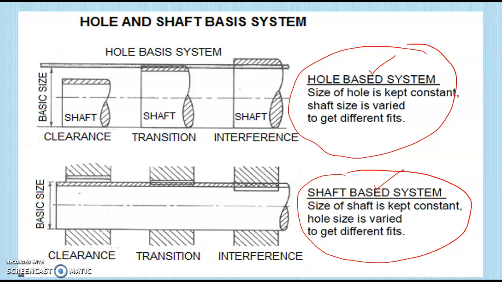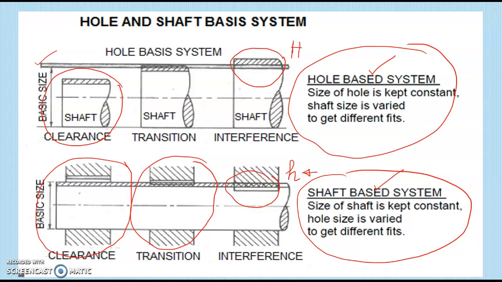The hole basis system is expressed with a capital H. This capital H indicates the hole, and it is the fundamental deviation of the selected hole. On the other hand, for the shaft basis system, we use a basic shaft which is represented with a small h, and this small h is the fundamental deviation of the selected shaft.